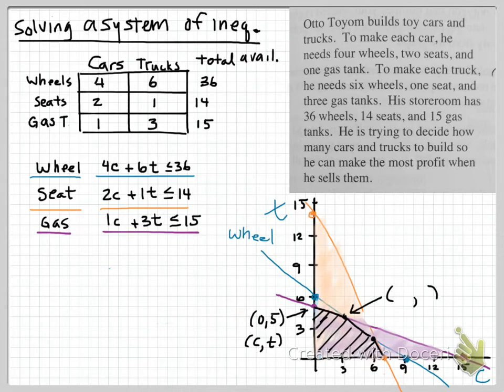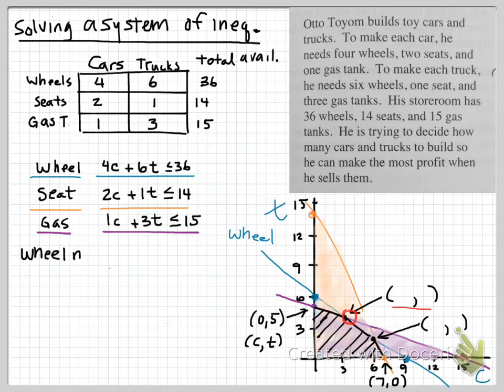There's an easy point there, like 0, 5. He can make 0 cars and 5 trucks. There's also another easy point on the axis, and that is 7, 0, which means he can make 7 cars and 0 trucks. But then there are also some edge points up there in those corners, and so we're going to solve for those guys too, because that will also tell us how many cars and trucks he can make.